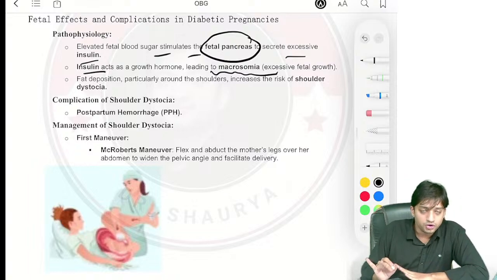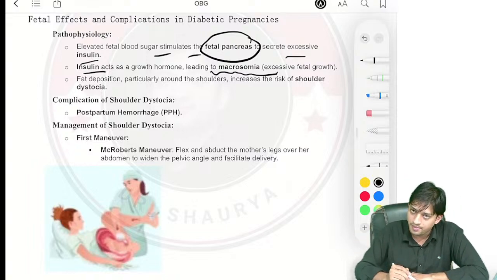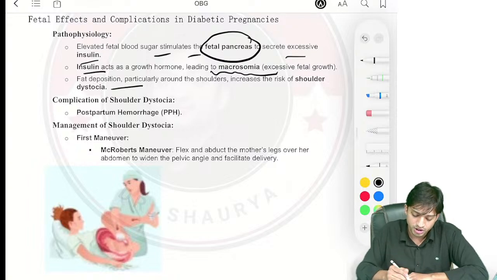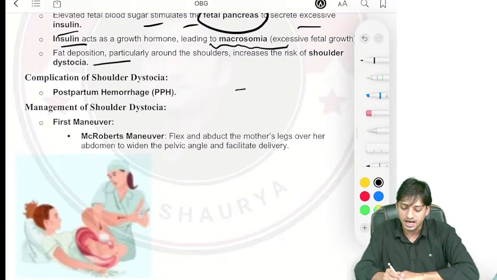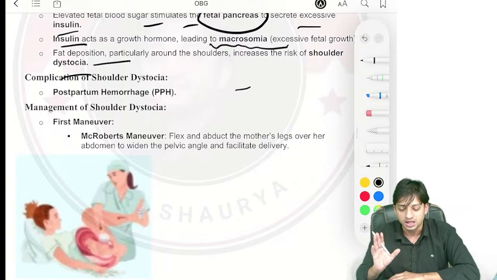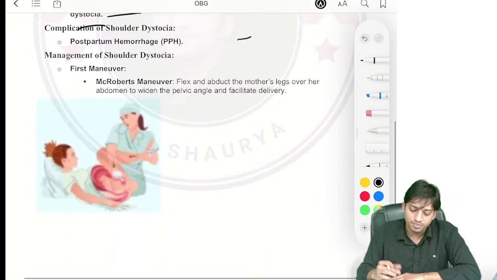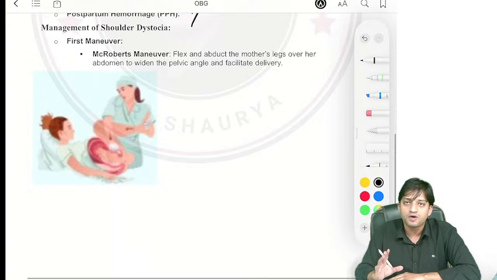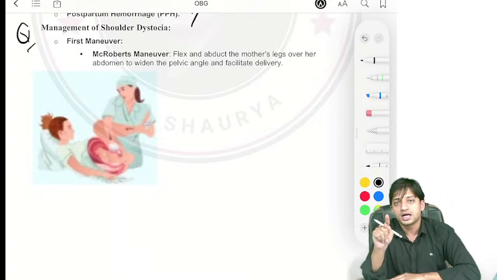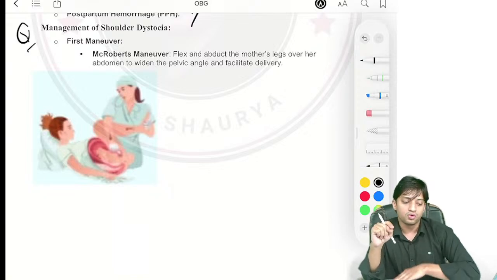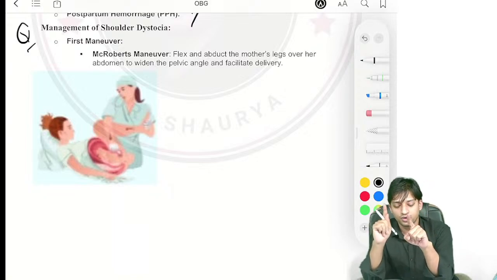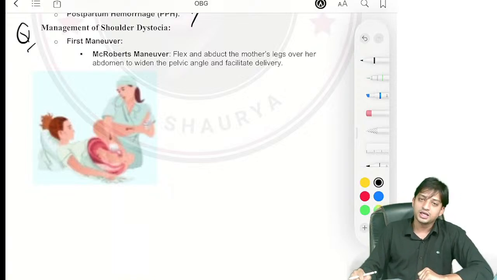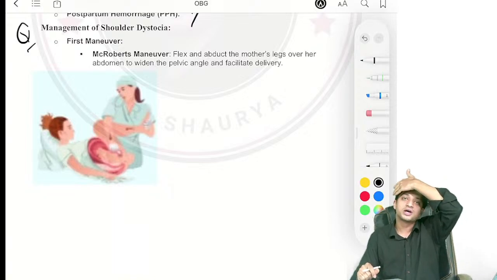Now, due to increased macrosomia, there will be increased fat deposition, particularly around the shoulder regions, and an increased risk of shoulder dystocia is also associated at the time of delivery. Now, one of the complications of shoulder dystocia is PPH. So now, management of shoulder dystocia, they have asked named questions regarding shoulder dystocia. Important question we are going to discuss very carefully. Suniye dhyan se. Now, in management of shoulder dystocia, what is going to happen?